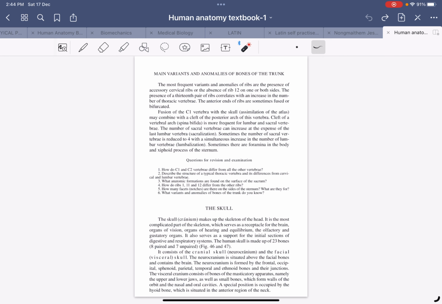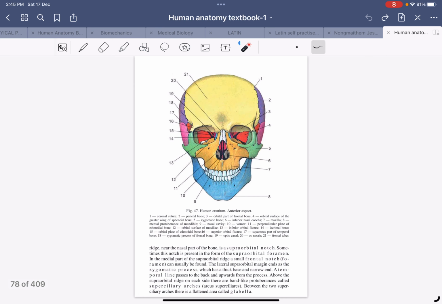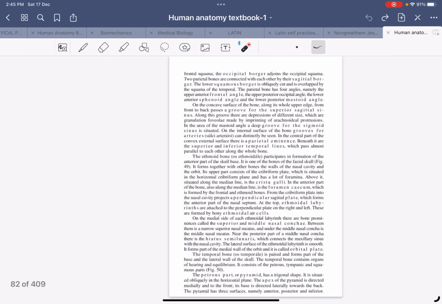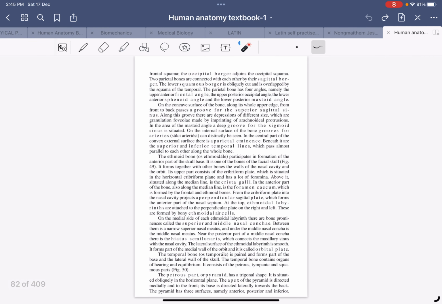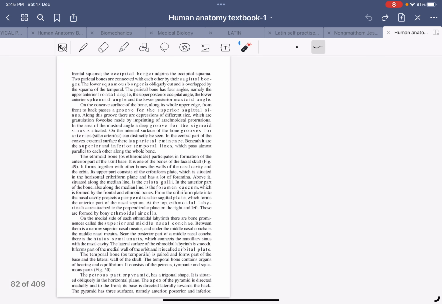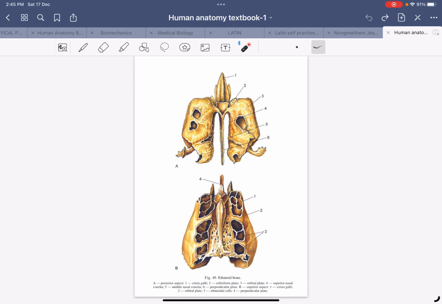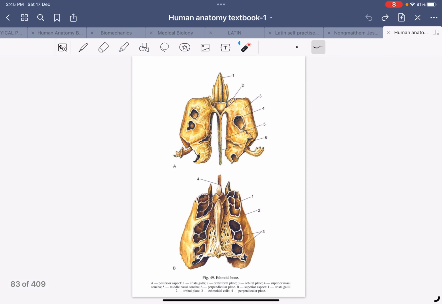In today's episode, I'll be teaching you the human anatomy of the skull. In today's lecture, I will be covering every part of the bones of the human skull, as well as some ligaments and muscles associated with them.